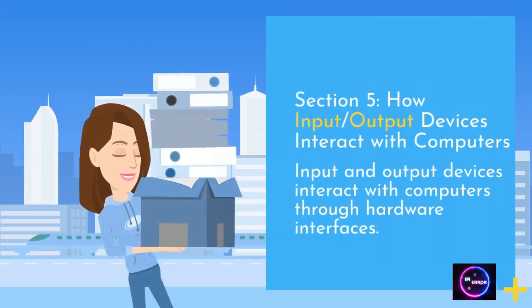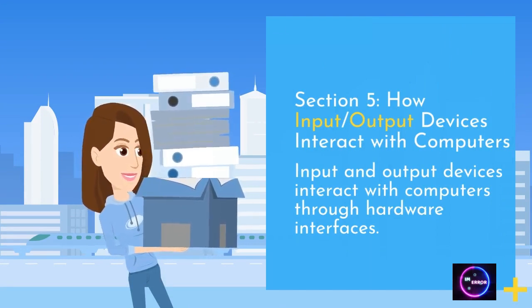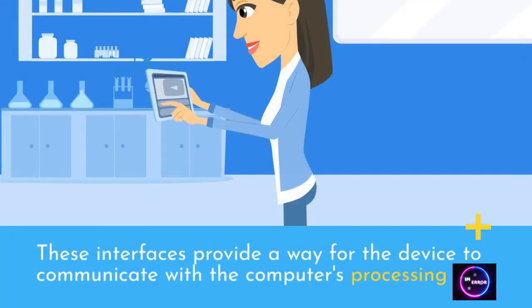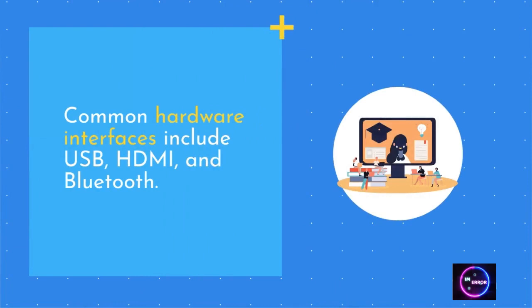Section 5. How input/output devices interact with computers. Input and output devices interact with computers through hardware interfaces. These interfaces provide a way for the device to communicate with a computer's processing unit. Common hardware interfaces include USB, HDMI, and Bluetooth.